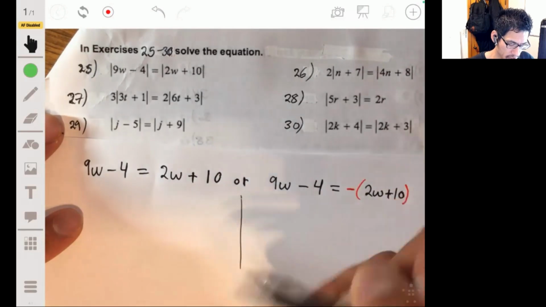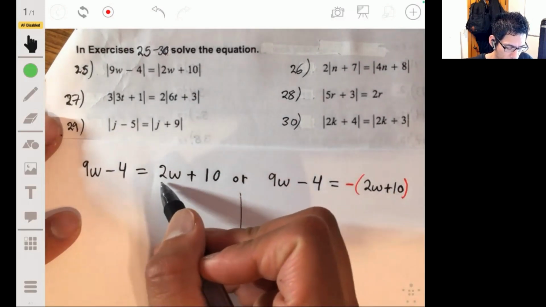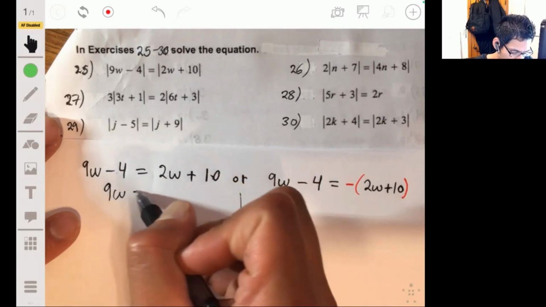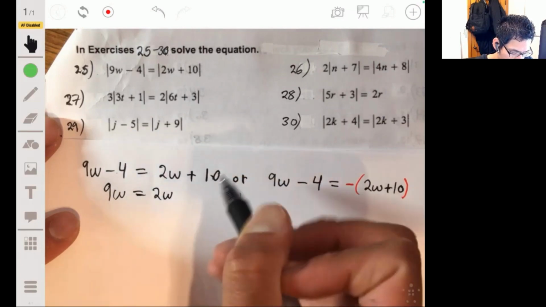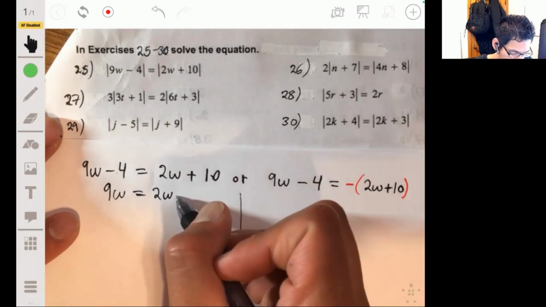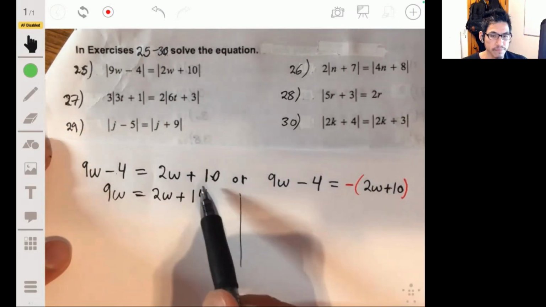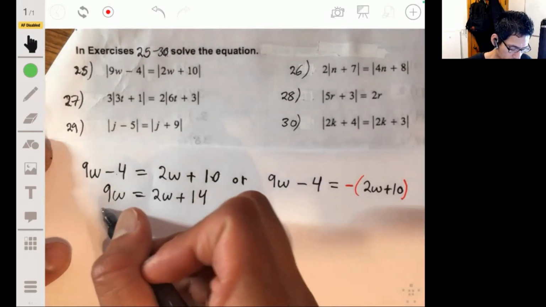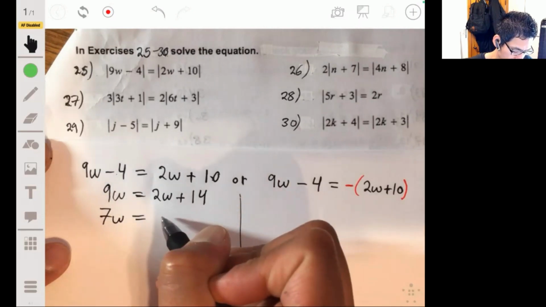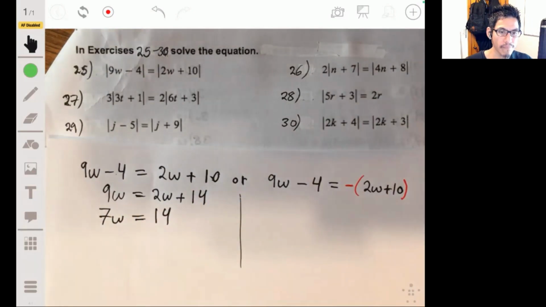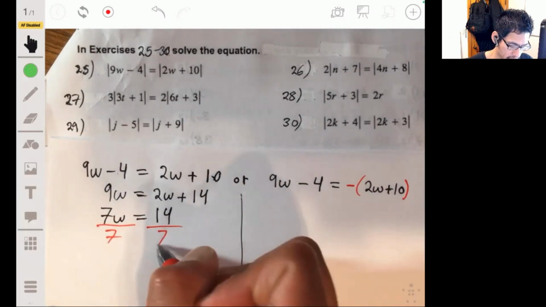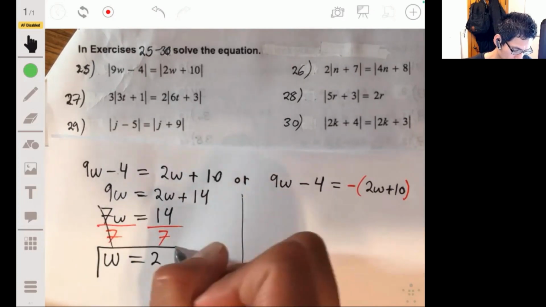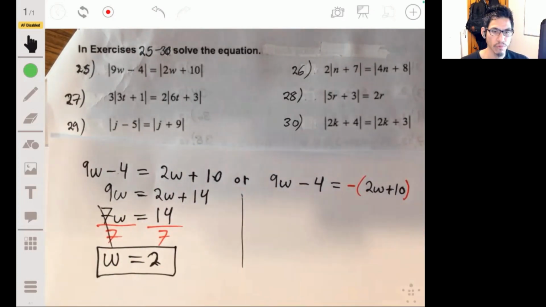So focusing on this, let's add 4 to both sides here. So we get 9w equals 2w plus 14. Then we're going to take away 2w from both sides. 7w equals 14. And divide both sides by 7. And we get w equals 2. Right.